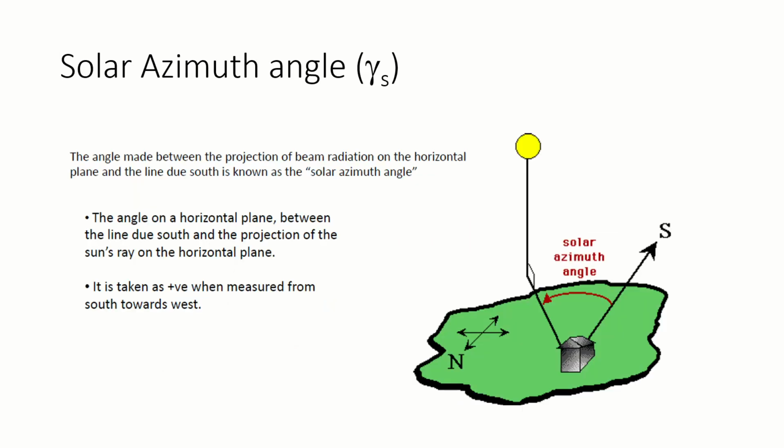Solar azimuth angle or gamma s. It is the angle made by the projection of beam radiation on the horizontal plane and the line due south, known as the solar azimuth angle. It is the angle on a horizontal plane between the line due south and the projection of the sun's rays on the horizontal plane. It is positive when measured from south towards the west.